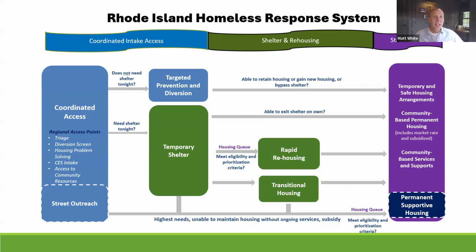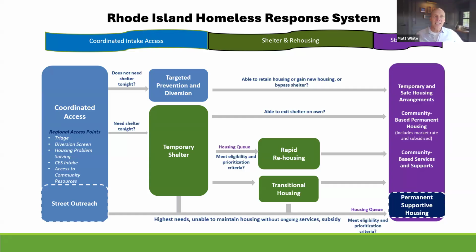For some folks, they need some kind of program-specific interim housing, and this is typically transitional housing, either for a specific subpopulation like domestic violence, youth, or veterans, or for a specialized service, maybe treatment for a mental illness or for a substance use disorder.